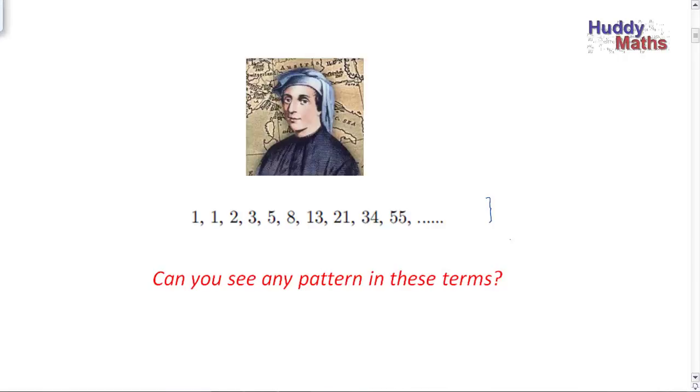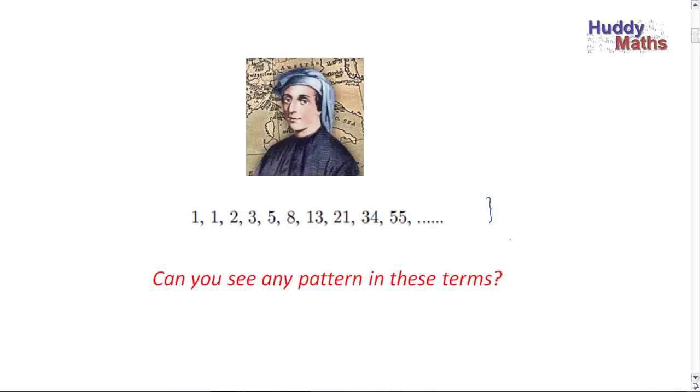And so this is automatically a model, isn't it? When we list a sequence of numbers to describe a naturally occurring or a practical situation, it's modelling. Can you see any pattern in these terms? Just sit there for a minute and see if you can see a pattern. Pause the presentation and see what you think. All right, well, let's go on.